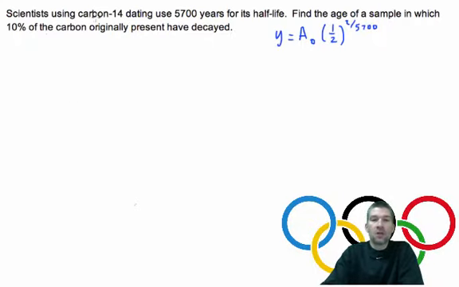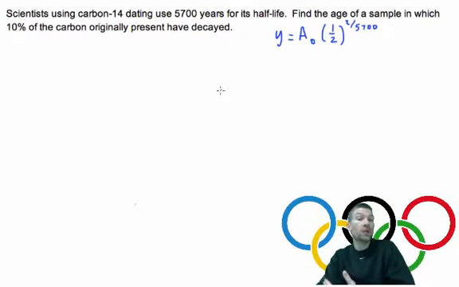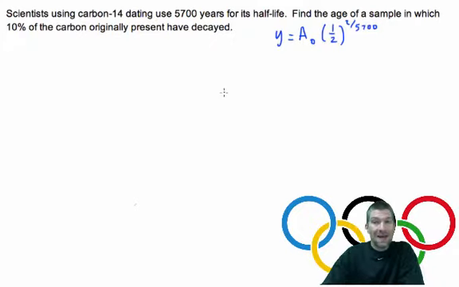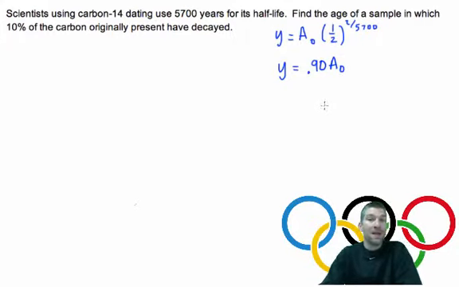Well, scientists are going to use carbon-14 dating. All right, we've got all that. 5,700 years, got that. Find the age of a sample in which 10% of the carbon originally present has decayed. Okay, 10% has decayed. So basically what we're saying here is 10% of our original amount is gone, so we've got 0.90 or 90% of our original amount left. Okay, that's how this problem is going to set up.